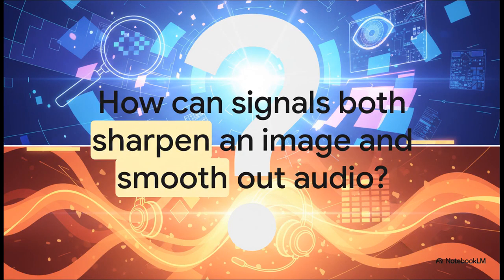So let's start with a puzzle. Just think about it for a second. How is it possible that we can take a digital signal and use it to do two totally opposite things? Like sharpening the edge of a photo to make it crispier, and then using a similar process to smooth out the hiss from a music track. One's about adding bite, the other's about making things calm. How does that even work?